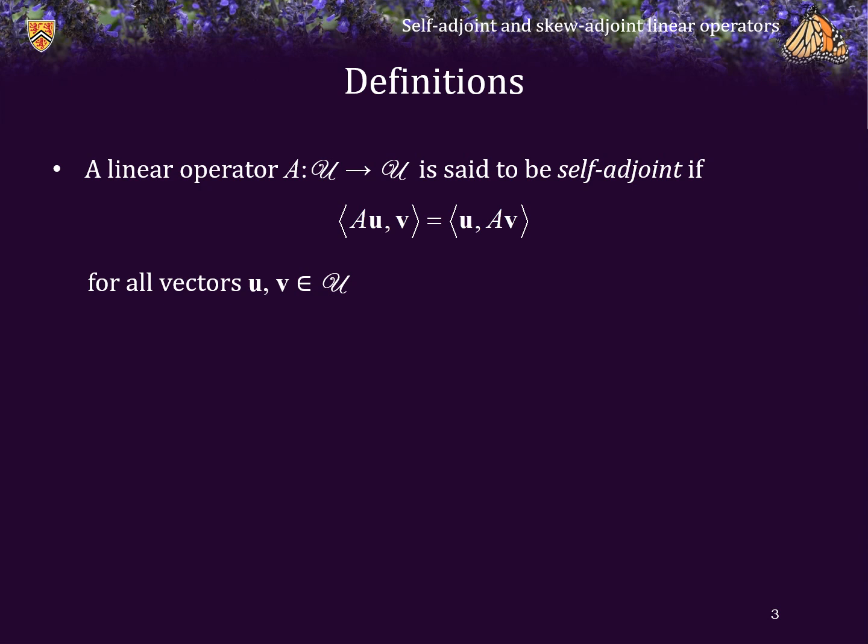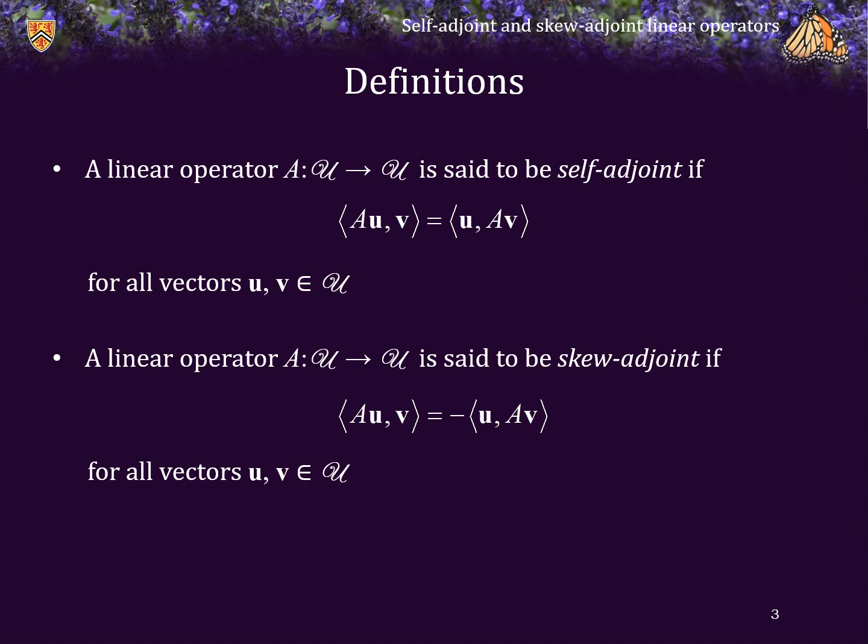Let's start with two definitions. A linear operator A mapping a vector space to itself is said to be self-adjoint if moving the operator to the other side of the inner product results in the same calculation for all vectors u and v. A linear operator A is said to be skew-adjoint if moving the linear operator to the other side of the inner product results in the negation of the value of the inner product, again, for all vectors u and v.